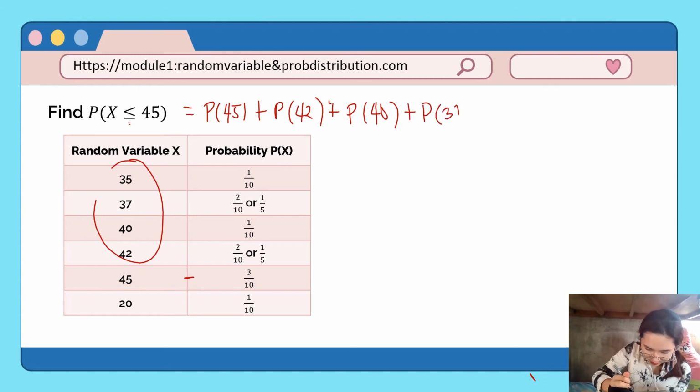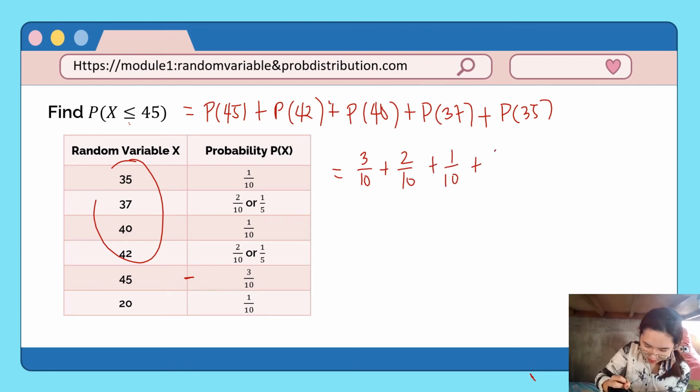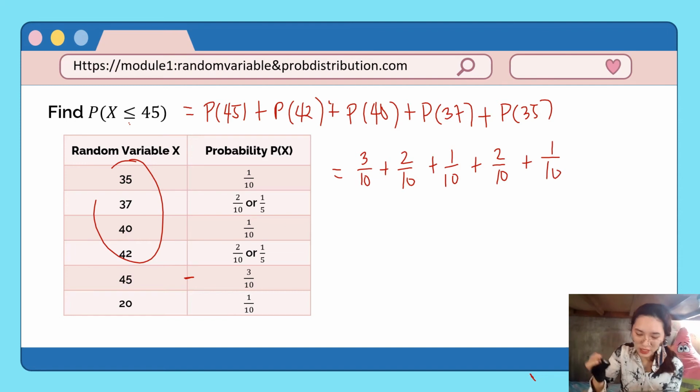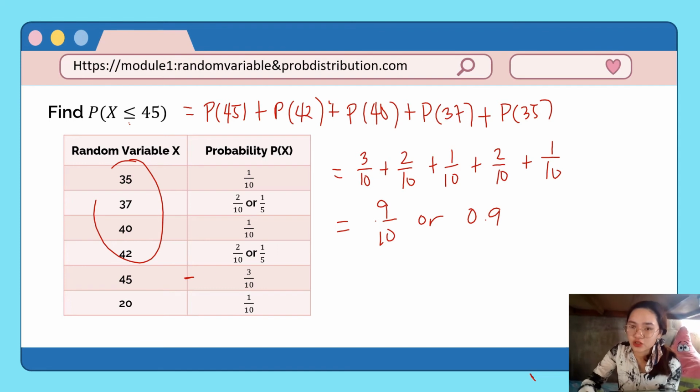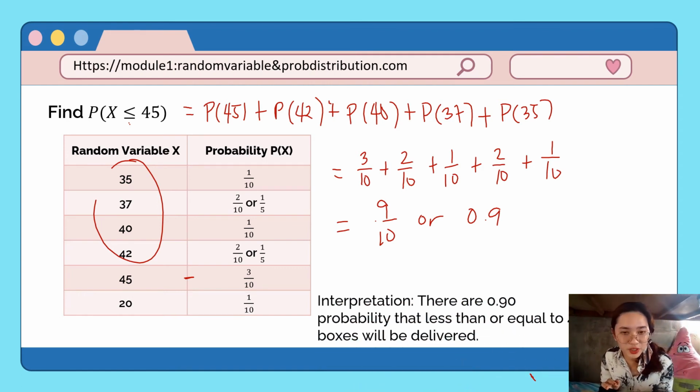plus P37 plus P35. So, ipag-add lang natin yung mga yan. That will give us 3 over 10 plus 2 over 10 plus 1 over 10 plus 2 over 10 plus 1 over 10. Pag-add lang po natin lahat ng kanilang probabilities. So, that will give us 9 over 10, 0.9 or 90%. Okay? So, for the interpretation, there is a 0.90 probability that less than or equal to 45 boxes will be delivered in a particular day.